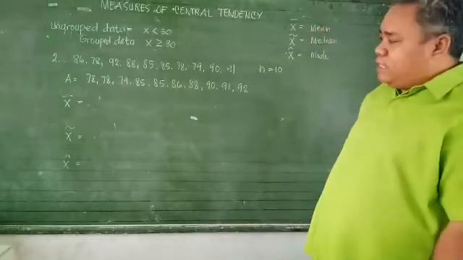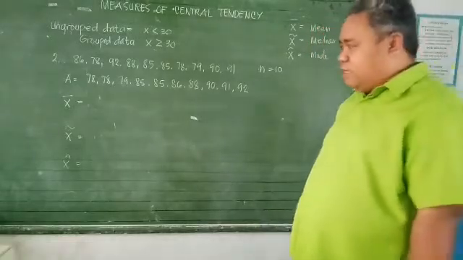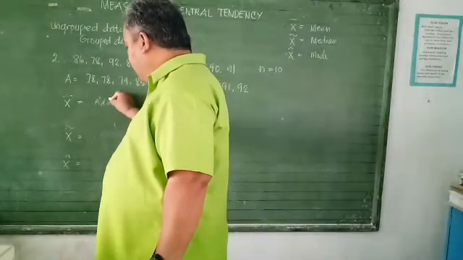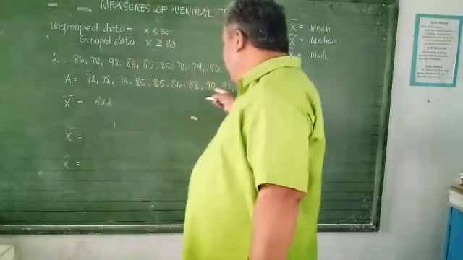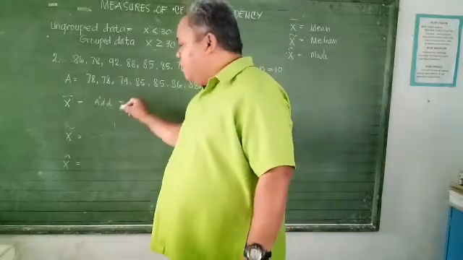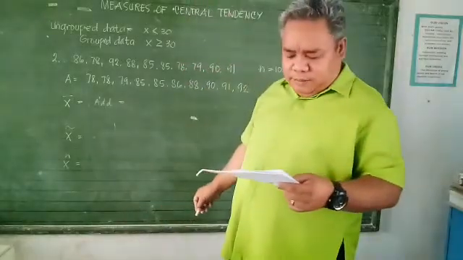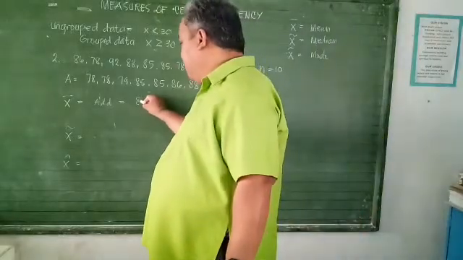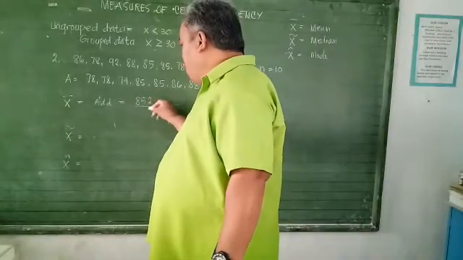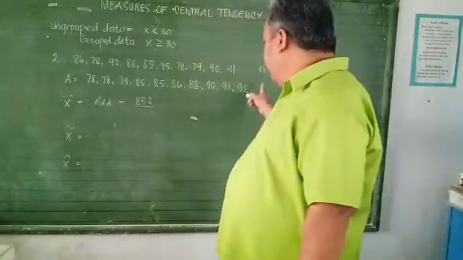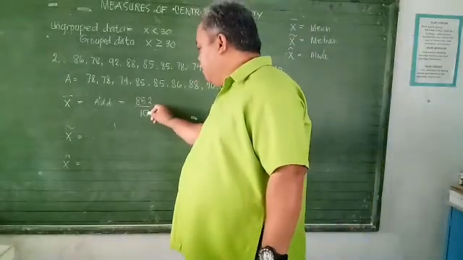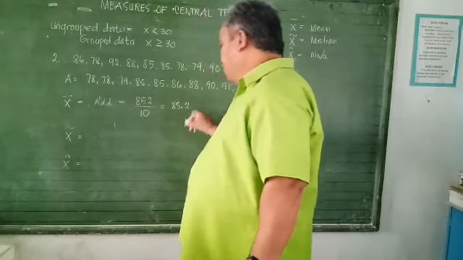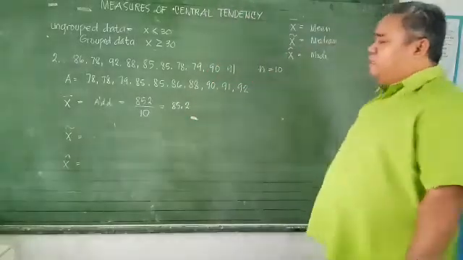Now, first we're going to find the mean. So ang gagawin natin is we're going to add all of them. Add mo lahat yan. Add natin lahat sila. And if we're going to add, it gives us a sum of 852. Alright? So complete nyo rin ha. How many data? Your N is 10. So it will give you 85.2. So that will be your mean for that data.